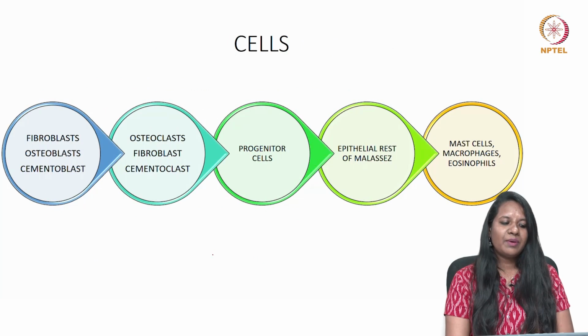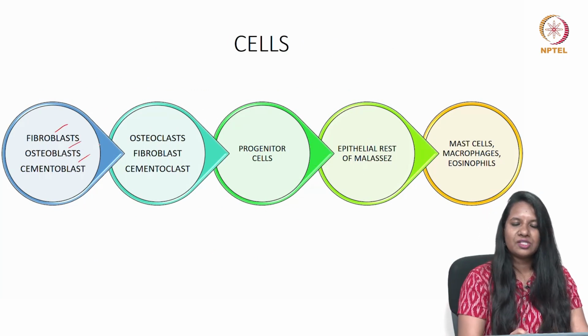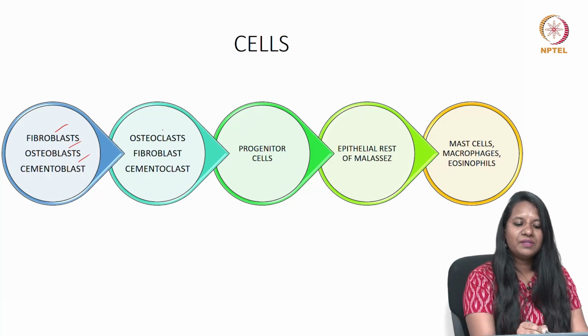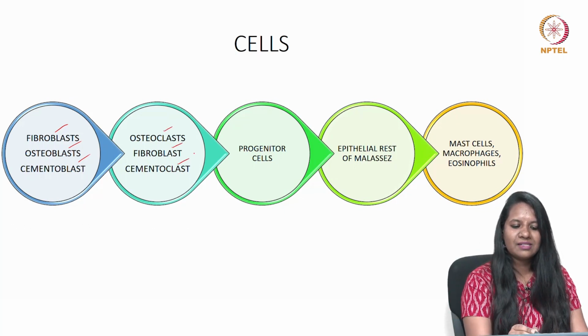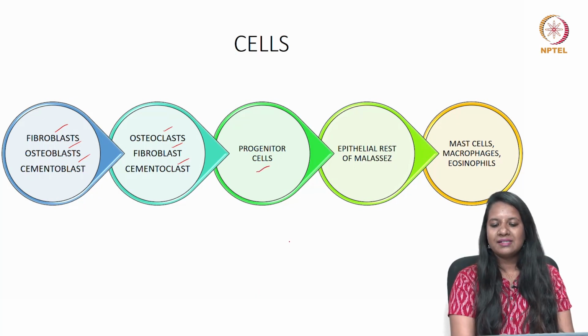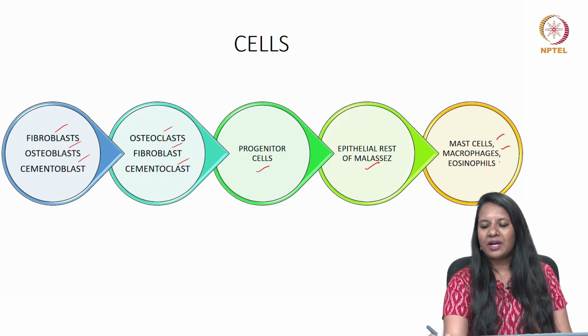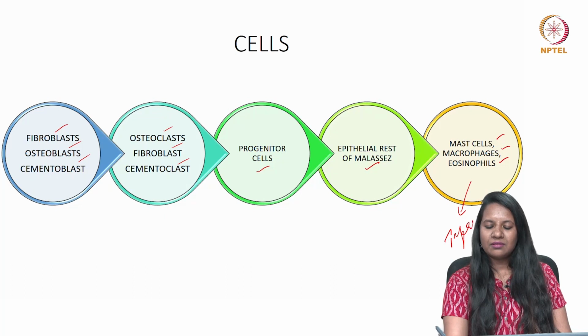So, the cells of the ligament include synthetic cells, that is, fibroblast, osteoblast and cementoblast. Then resorptive cells, osteoclast, fibroblast and cementoclast. Then you have something called progenitor cells, epithelial cell rests of Malassez, mast cells, macrophages and eosinophils. These are the inflammatory cells.